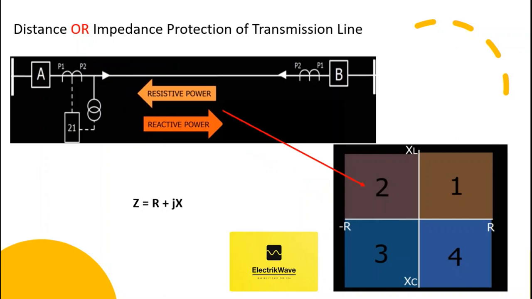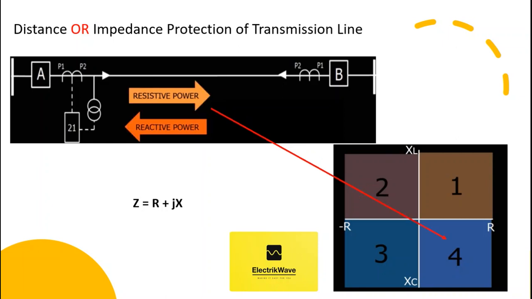When resistive power is flowing from B to A, and reactive power flowing from A to B, then impedance is seen by relay in second quadrant. When resistive power is flowing from A to B, and reactive power flowing from B to A, then impedance is seen by relay in fourth quadrant.